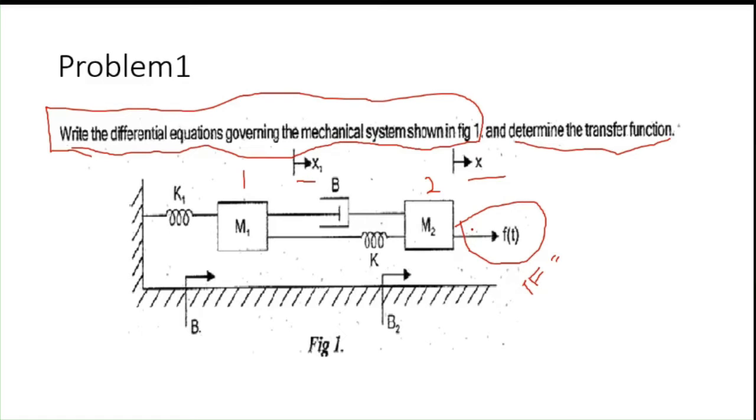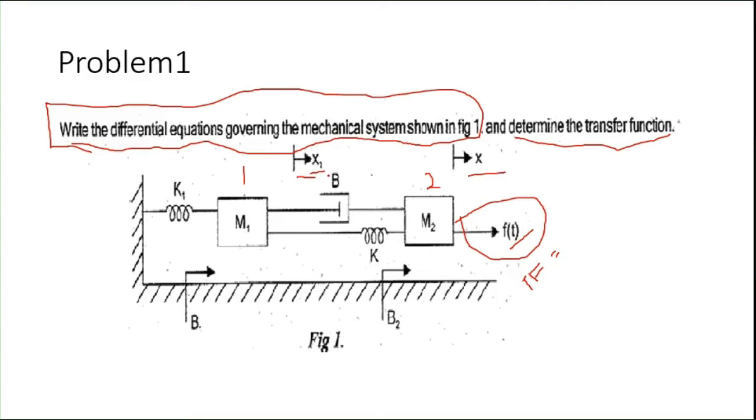The user is applying some force into the system. The input to the system is this force, and due to this force there are two displacements within the system: one is x1 of s, another one is x. Out of this x1 and x, which one is the output?